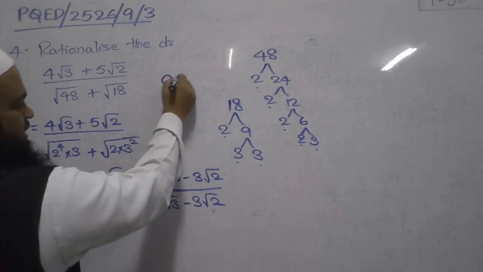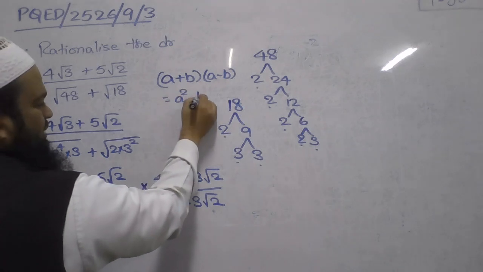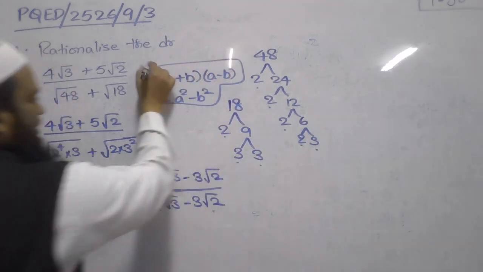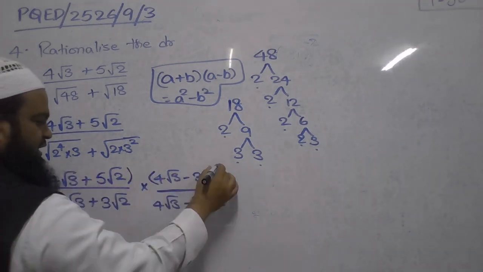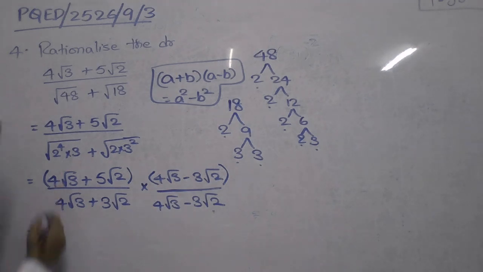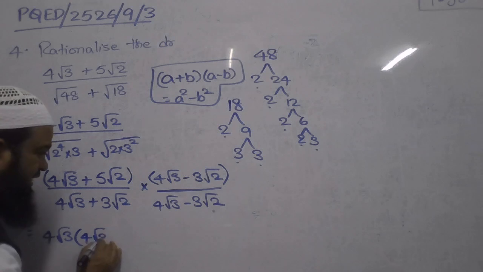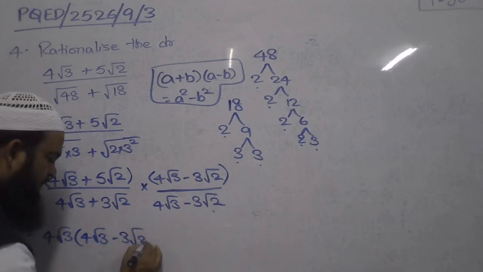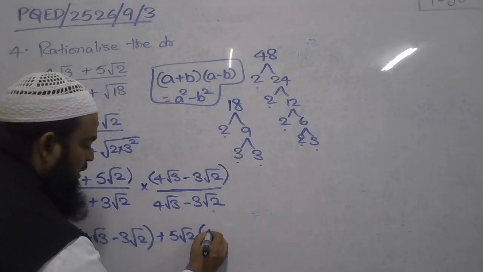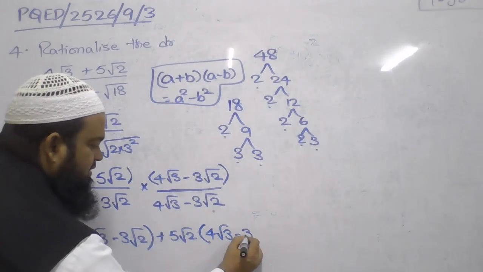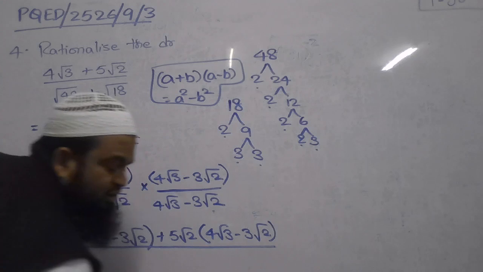And what did we study, my dear students? A plus b times a minus b is equal to a square minus b square, right? Now, when you have to multiply two different expressions, distribute 4 root 3. You are distributing it to the second expression, 4 root 3 minus 3 root 2, bracket close, and plus 5 root 2 times 4 root 3 minus 3 root 2. No need to panic, you just follow mathematics, it will lead you to the solution.